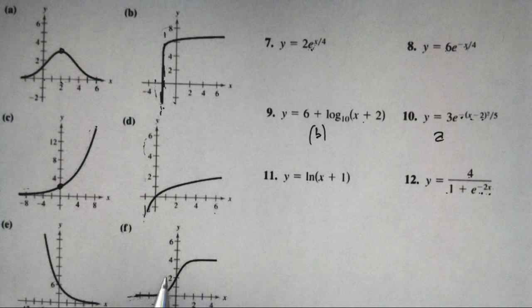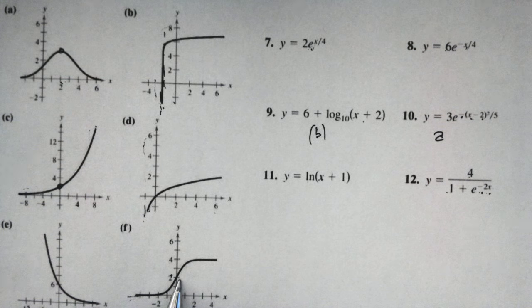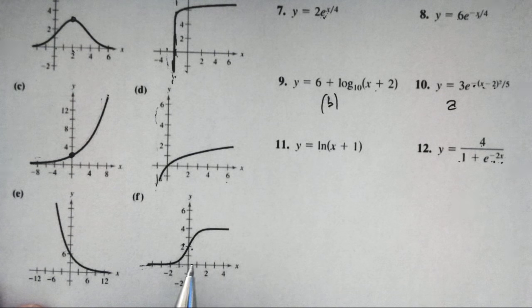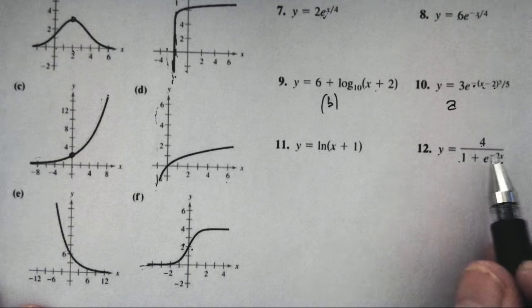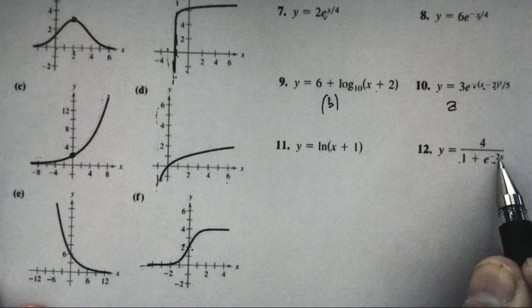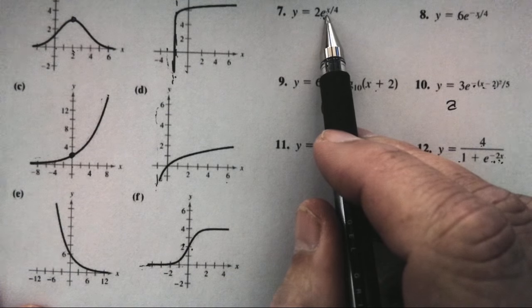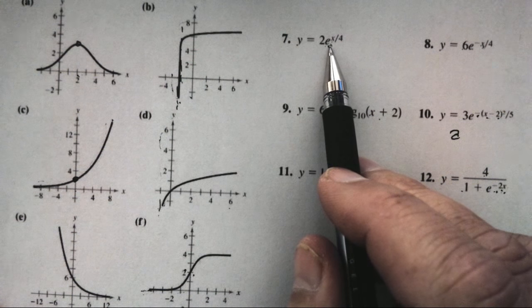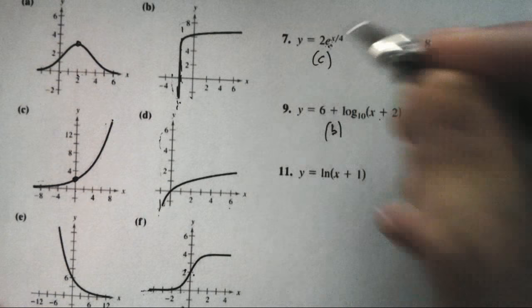But I notice here, here's f. Here's a 2 when x is 0 as well. So when x is 0, this is of interest to me, and this one's of interest to me. But we do know this is an exponential, so this is C.